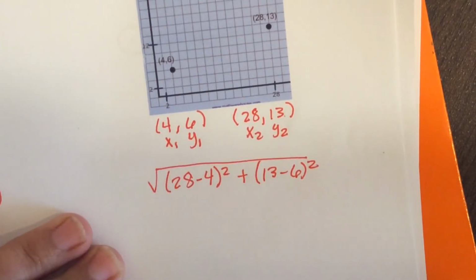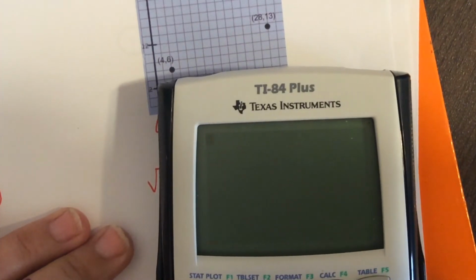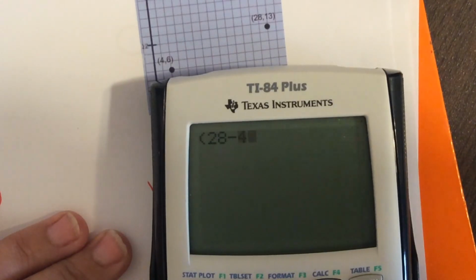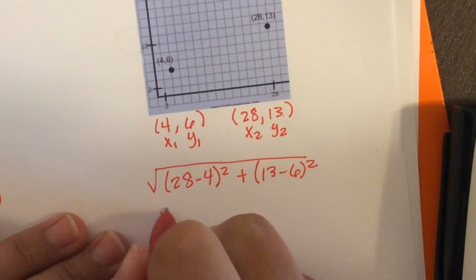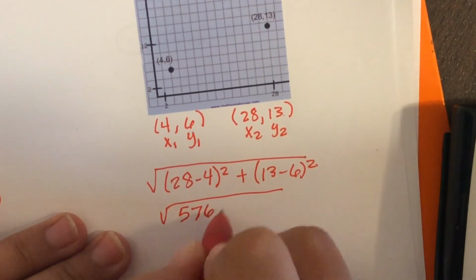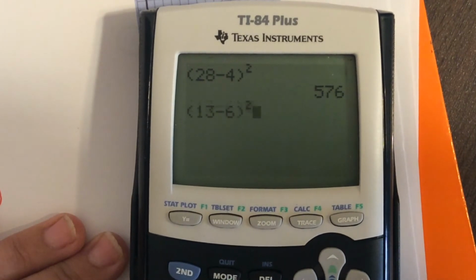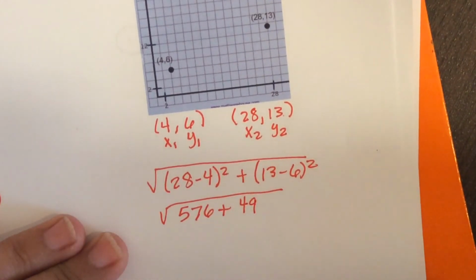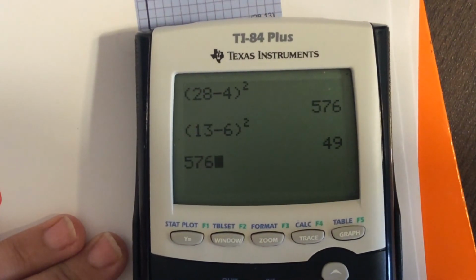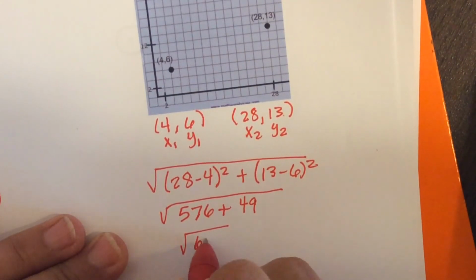We're going to go ahead and do that on the calculator. You can do it in decimals. I have the calculator here. I'm not going to put the square root. I'm just going to do 28 minus 4 squared. That's 576. So that's 576 plus, and then 13 minus 6 squared. 13 minus 6 squared. That's 49. And add those two. So 576 plus 49. I get 625, and the square root of 625 is 25.